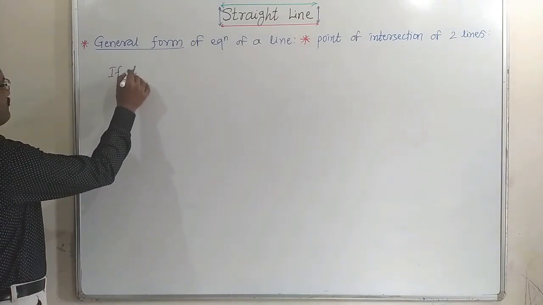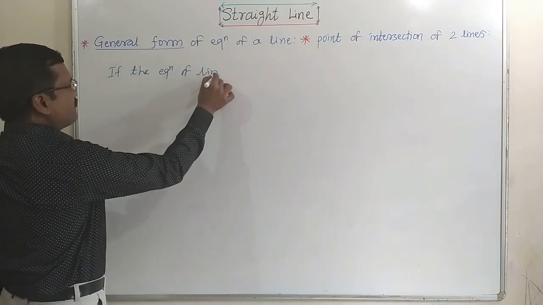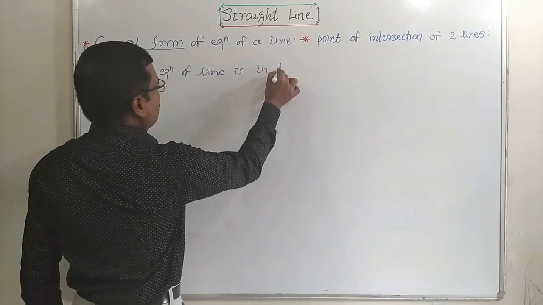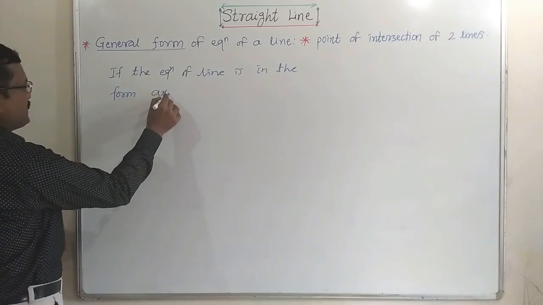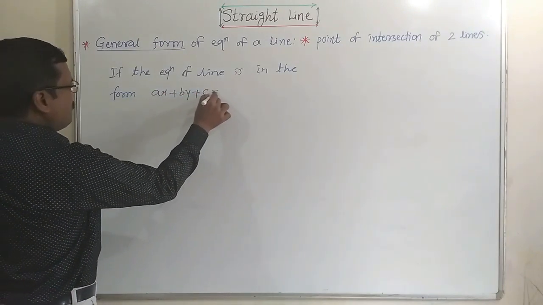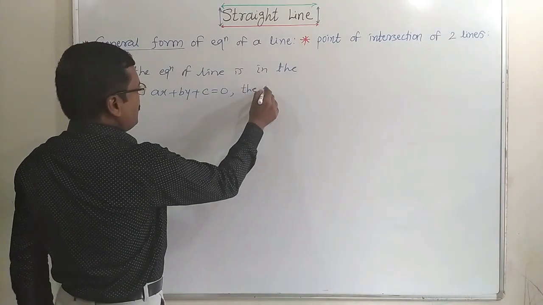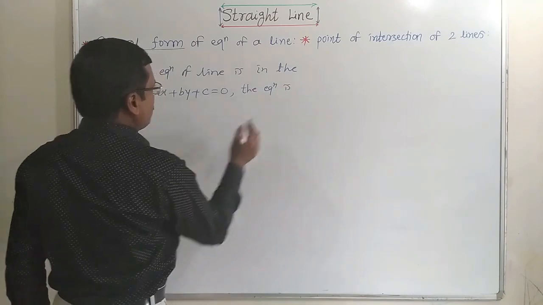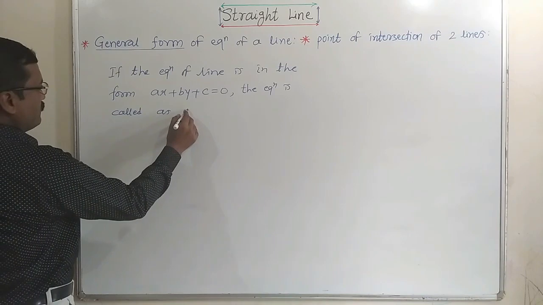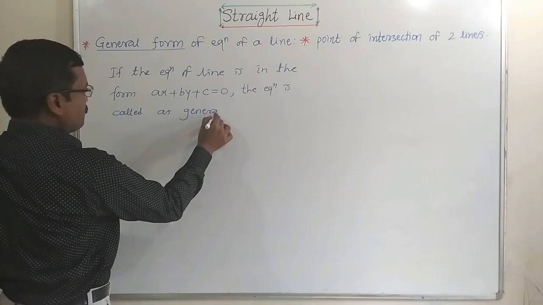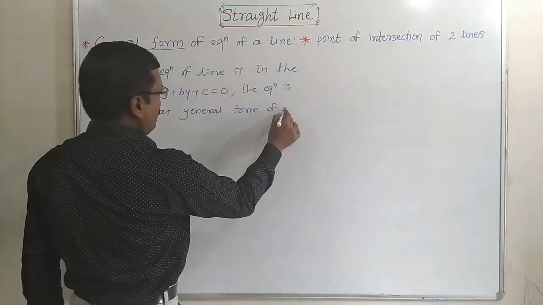If the equation of line is in the form ax plus by plus c equal to 0, then the equation is called the general equation of line, or the general form of equation of line.